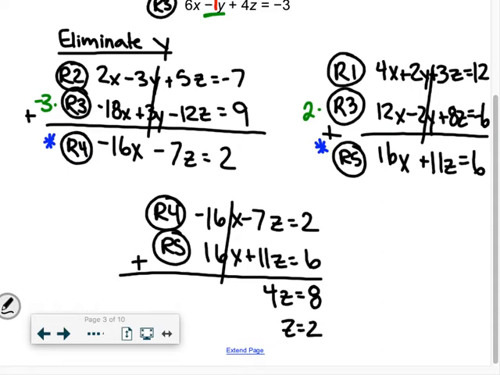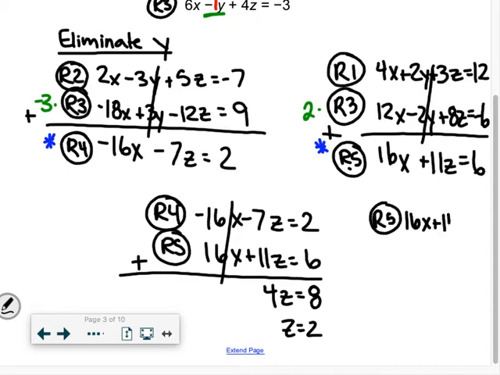And now I can find x. Okay, so we know z. Go back to row 4 or row 5, either one, and plug your z in. Then the only thing unknown will be x. So you gotta go back to one of your 2-variable equations. I'm gonna plug into row 5.